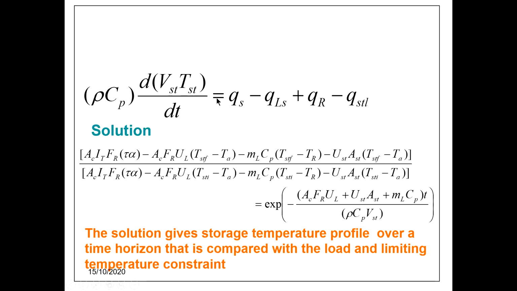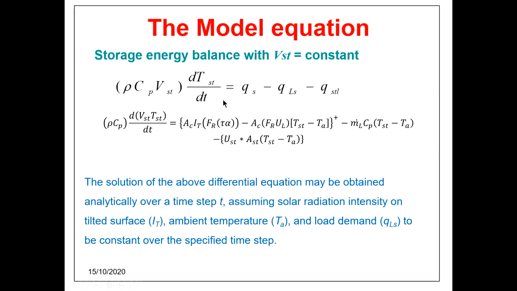So we can take this out and then find the solution. If we take out VST as a constant, so rho Cp VST becomes the heat capacity of the storage tank, then times dTST by dt. So this becomes equal to QS minus load minus storage losses.